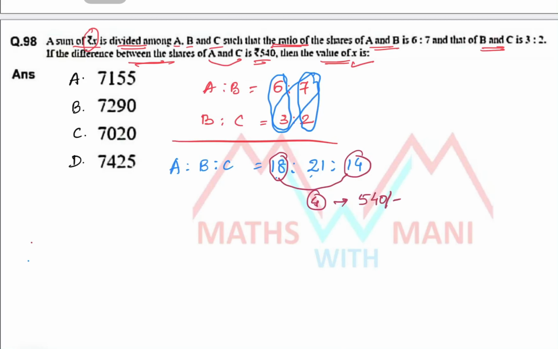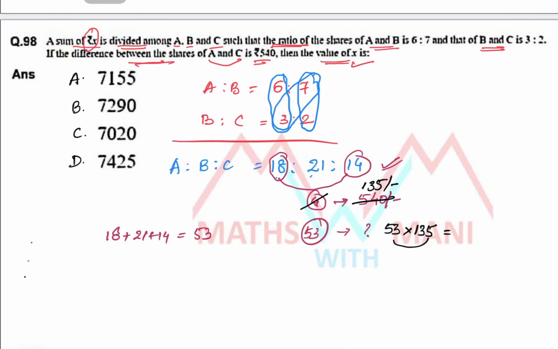And what you have to find out? Total sum. Total sum is how many parts? 18 plus 21 plus 14. It is equal to how much? 20 plus 10, 30, 40, 52, 53 parts. Yes, 53 parts equal to how much? Yes. So 4 gets cancelled. 4 ones and 4 threes, 4 fives. So one part is how many rupees? 135. So 53 parts is 53 into 135.